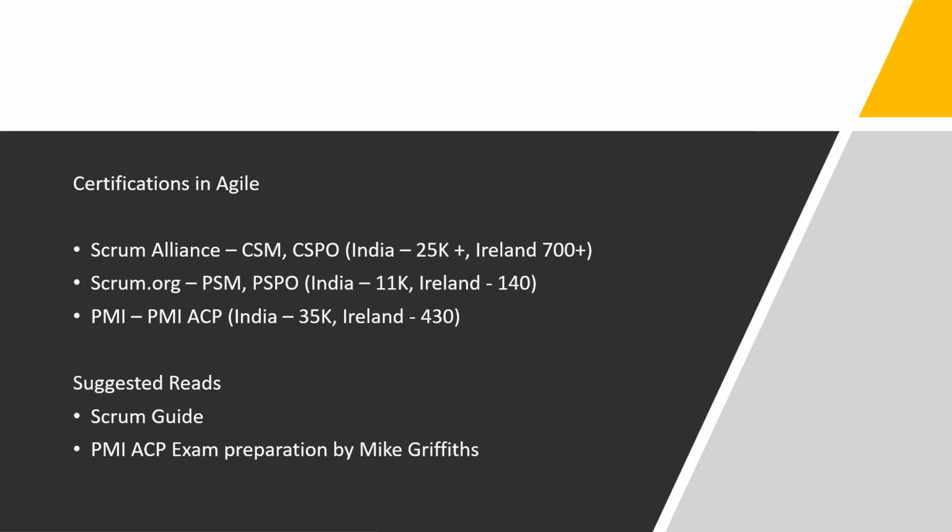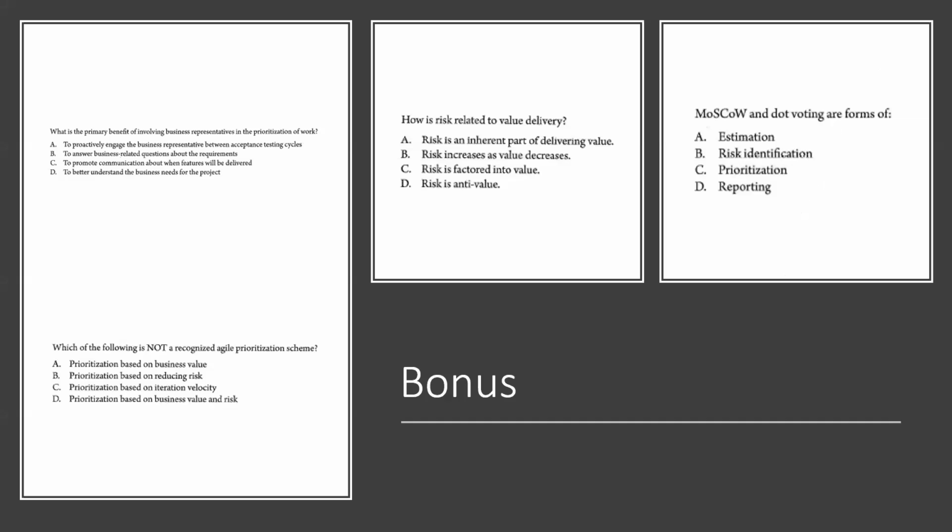Okay. This is the bonus I was talking about. First question, what is the primary benefit of involving business representatives in prioritization of work? To proactively engage business representatives between accepting test cycles, to answer business related questions about requirements, to promote communication about when features will be delivered, to better understand the business needs for the project. What is the right answer?